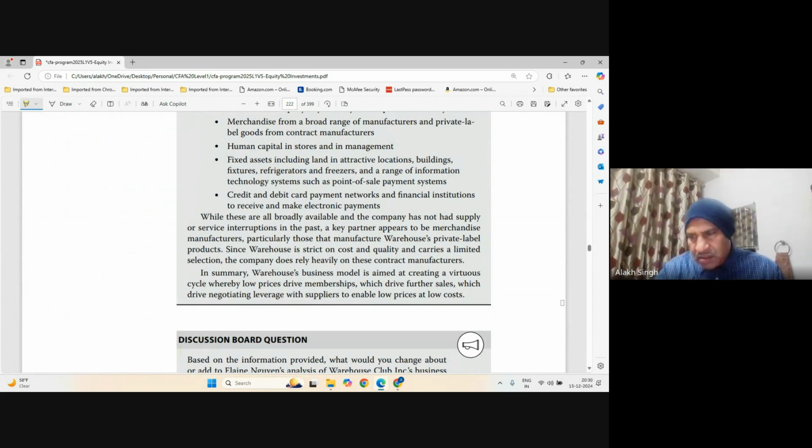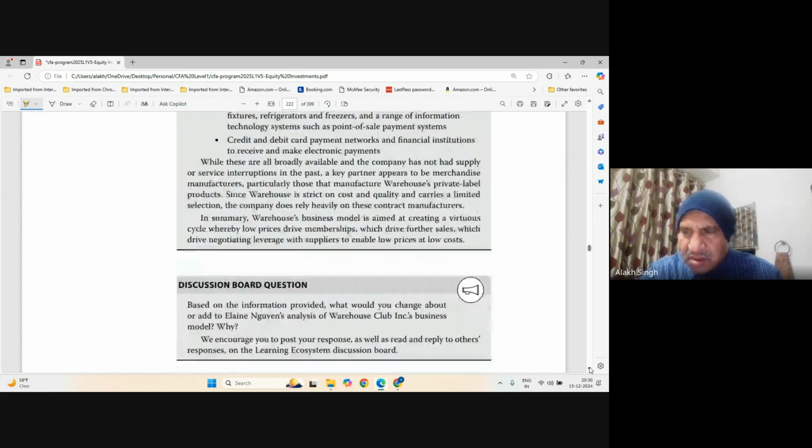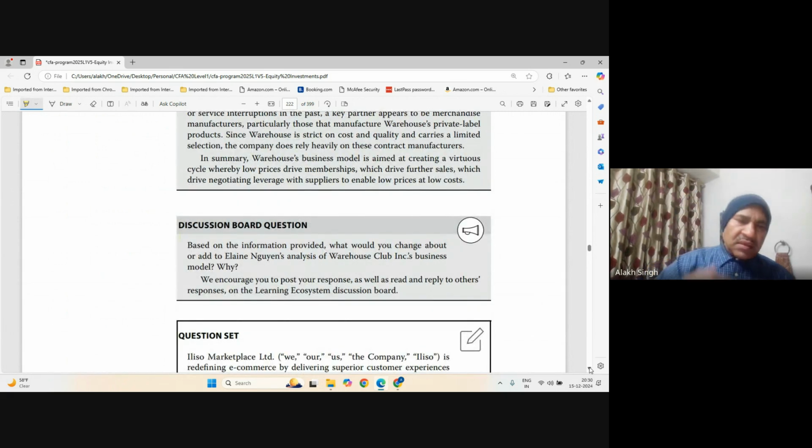What it is selling, for whom it is selling, who are the customers, then what is the delivery mechanism, and what is the pricing mechanism. So it is actually charging two levels of prices. One is the membership fee and the other is sales. Whatever they get, meaning price minus cost of goods sold, is the margin.